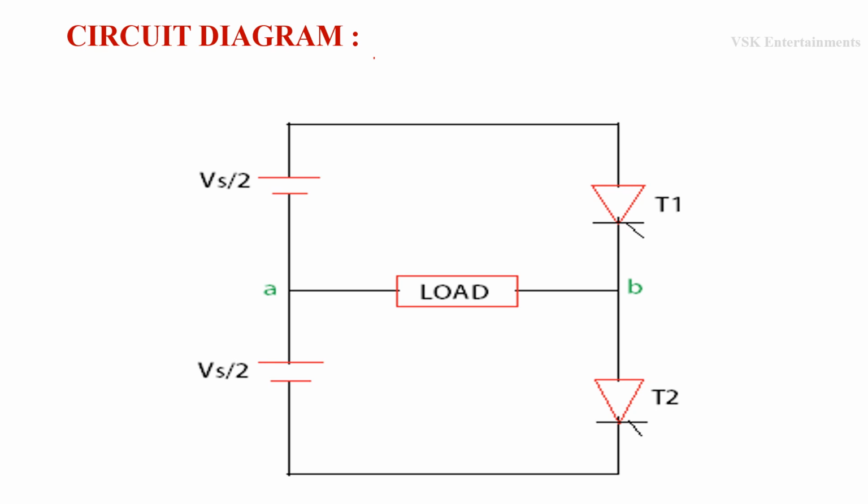This is the circuit diagram of half bridge inverter. It consists of two SCRs, that is T1 and T2, and load and DC source. Here the DC source is separated into two parts, that is Vs by 2 and Vs by 2. The working of this half bridge inverter is very simple. At a time only one SCR is going to conduct. Due to the conduction of those SCRs, we are going to get the output voltage across the load.